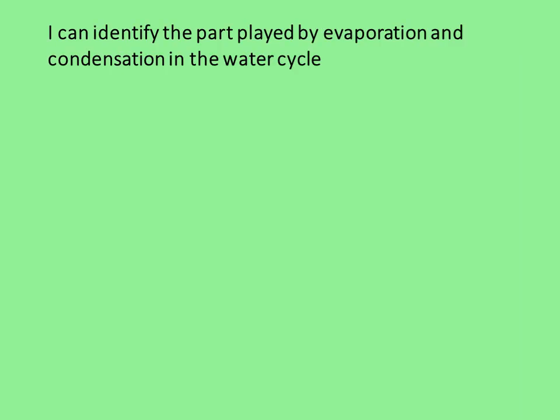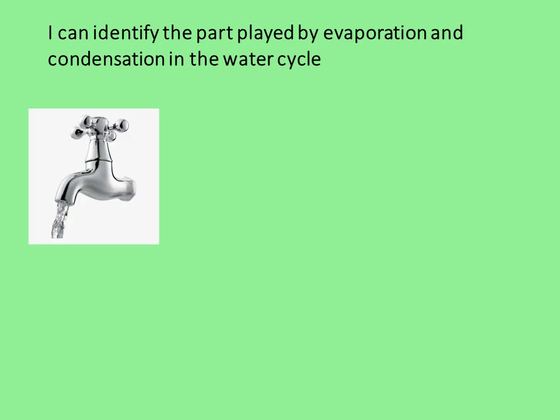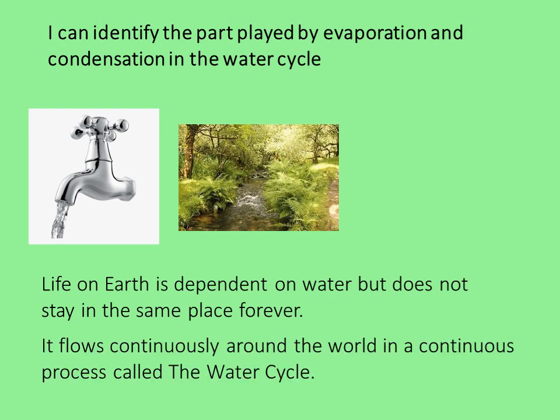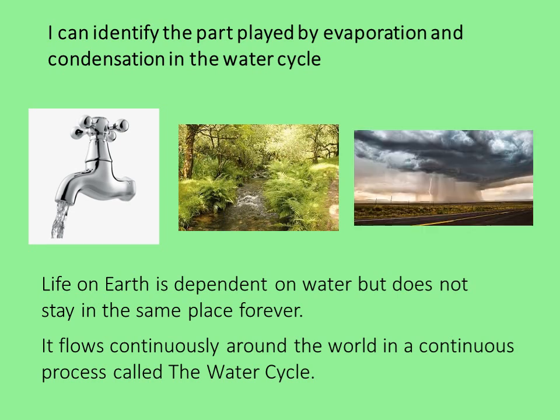So, our learning objective is to identify the part played by evaporation and condensation, which I mentioned was quite important for today's lesson in the water cycle. So, everyone on Earth is dependent on water, but as we know, water doesn't stay in the same place forever, and it flows continuously around the world in a continuous process called the water cycle.